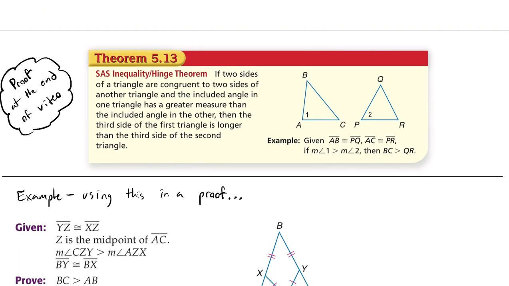Okay, the SAS inequality or the hinge theorem says, so if we have these two triangles and we know that these two sides match these two sides, and then if we know that this is an angle that's bigger than this small one, well then that means in this right triangle, we opened the angle wider, so that must mean this side, where the angle got opened bigger, is a bigger side than this small one, right?